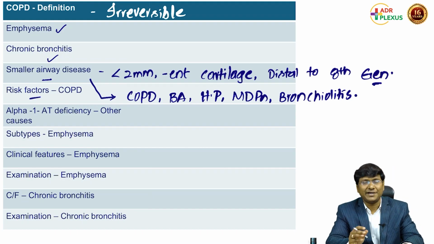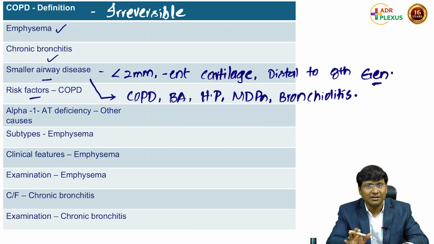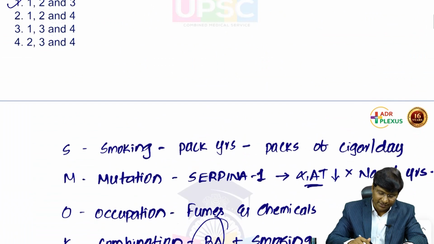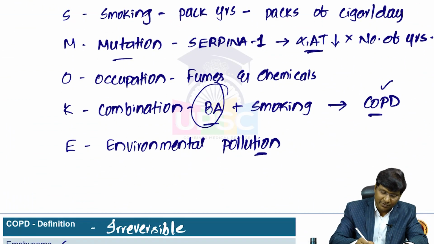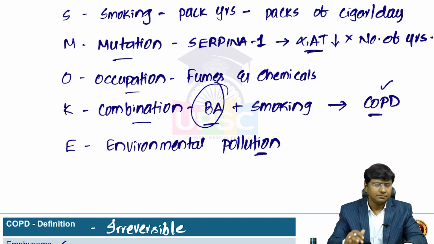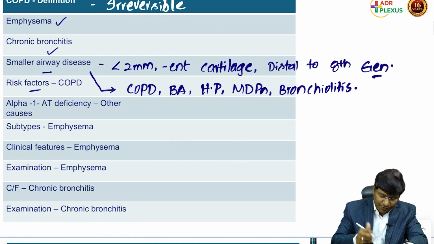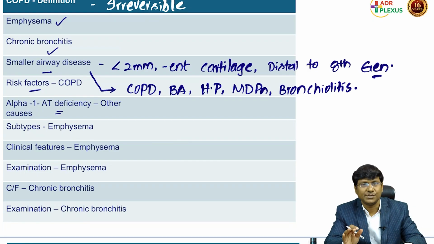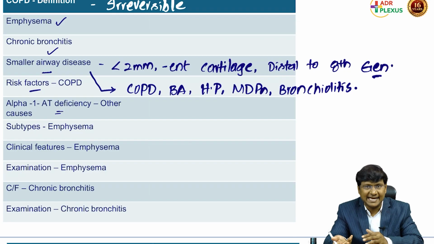And risk factors, just now I have discussed, the most common risk factor is what? That is smoking, right? And I have said all other risk factors, that includes mutation of SERPINA1 gene, occupation where the individual has exposure to fumes and chemicals, combination of bronchial asthma and smoking, and environmental pollution, right? Then followed by that, you take this alpha-1 antitrypsin deficiency. So alpha-1 antitrypsin has an anti-protease activity. See, alpha-1 antitrypsin deficiency also will contribute to the development of the emphysema, right?